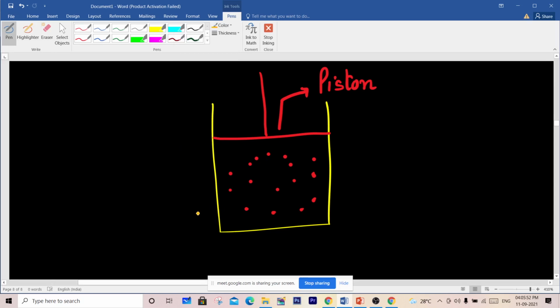If I raise the temperature, every molecule's kinetic energy will increase. It'll move with more kinetic energy. I can say the Brownian motion will increase. What is Brownian motion? Do you know what is Brownian motion?